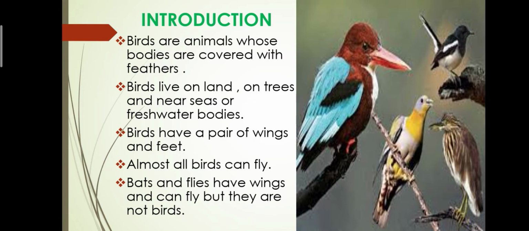Almost all birds can fly, but there are many birds who are not able to fly. There are many animals who have wings and are able to fly, but they are not in the category of birds. For example, bats and flies.